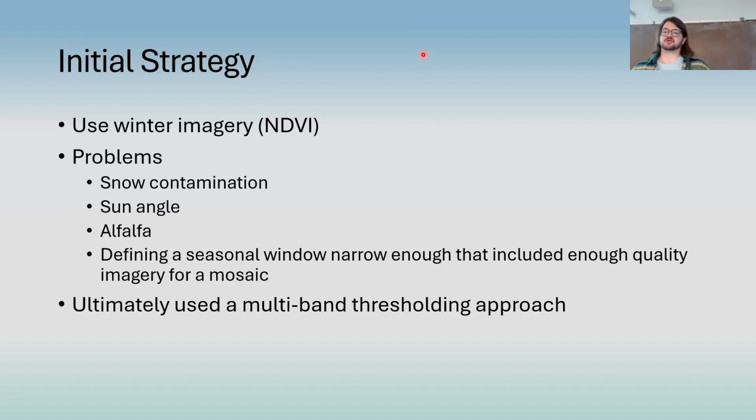And particularly in Kansas, where the bulk of our evergreens are red cedar, we're kind of willing to live with confusion with pines and other evergreen species. But we did run into a lot of problems, including snow contamination and sun angle, as well as winter cover crops. And given all the imagery we had to throw out, balancing a narrow enough time window with enough quality imagery became a challenge. And ultimately, we shifted towards kind of a manual decision tree, leveraging some of these features of the red cedar.